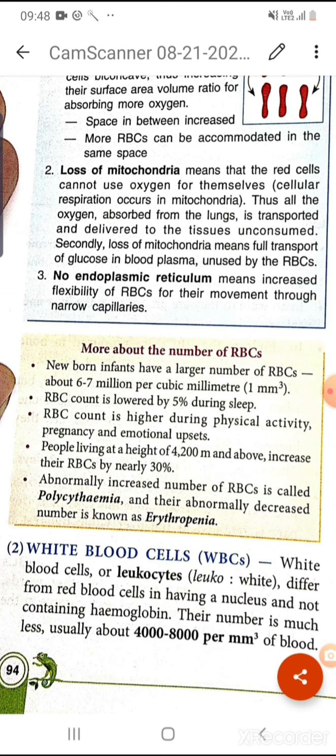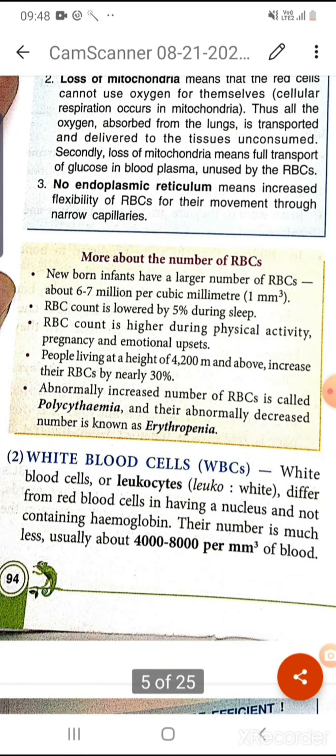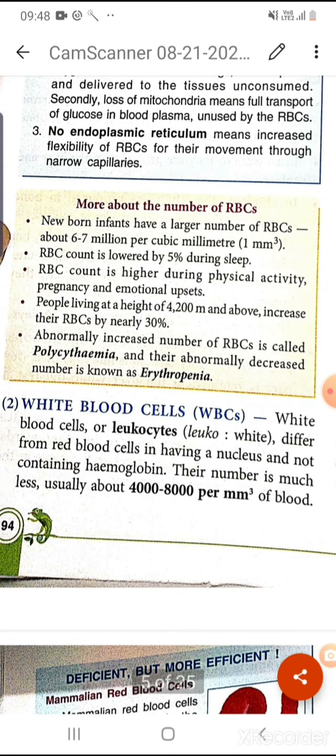And then next is the endoplasmic reticulum. No presence of endoplasmic reticulum increases the flexibility of RBCs for their movement through the narrow capillaries. Whenever there is an abnormal increase in RBCs, it is called polycythemia, and whenever there is an abnormal decrease in RBCs, that is known as erythropenia, or anemia.